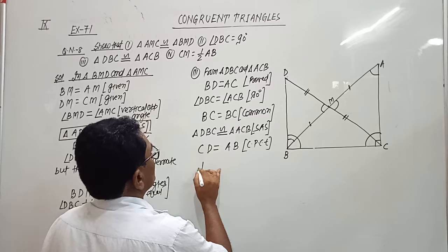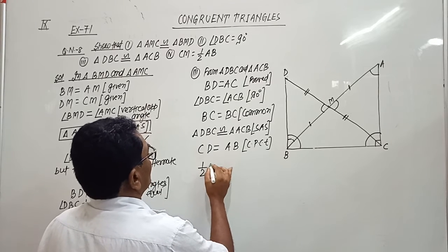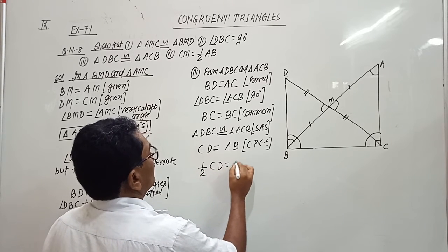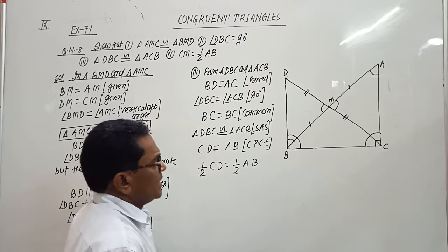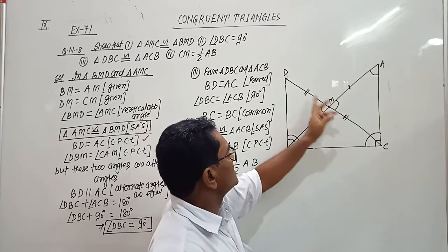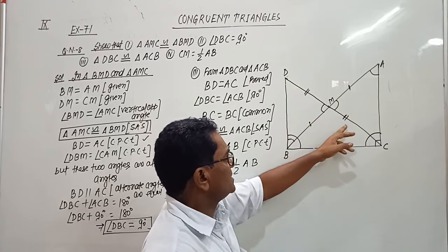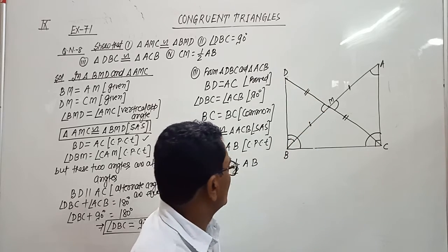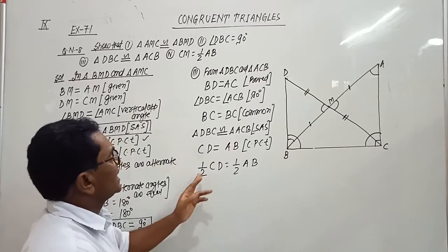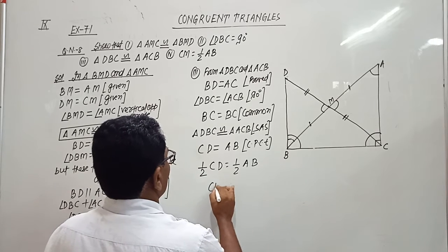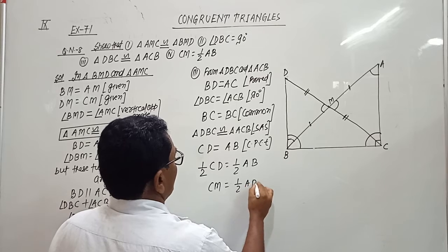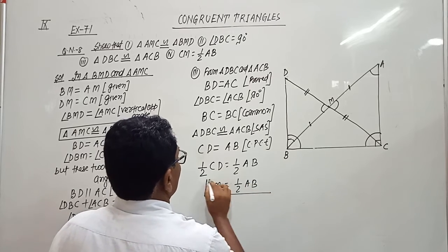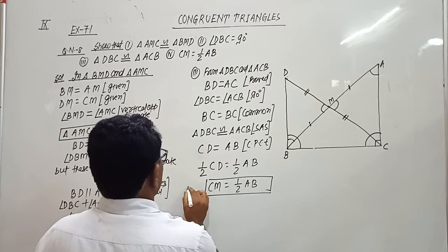Now multiply both sides by half. So half of CD equals half of AB. And we are given that M is the midpoint of CD, meaning CM equals DM. So half of CD can be written as CM. So it becomes CM equals half of AB. So this is our fourth part.